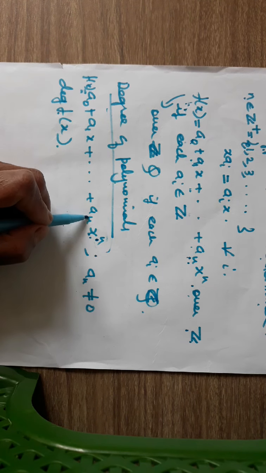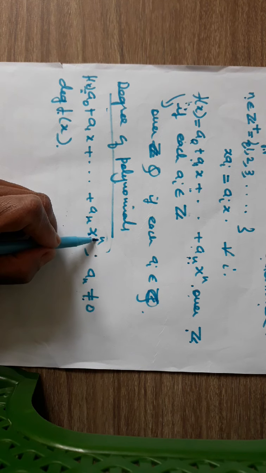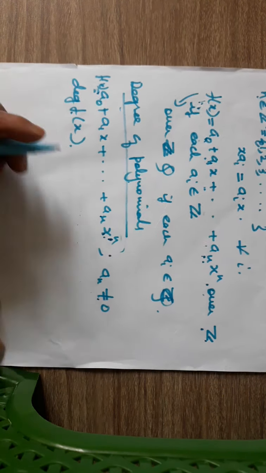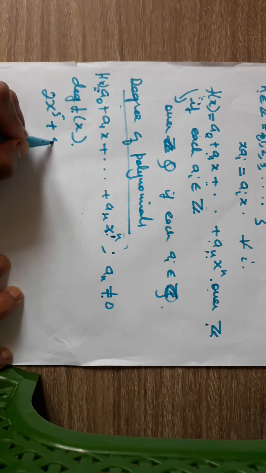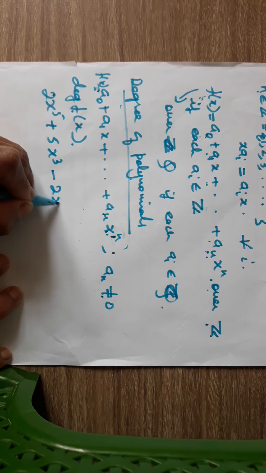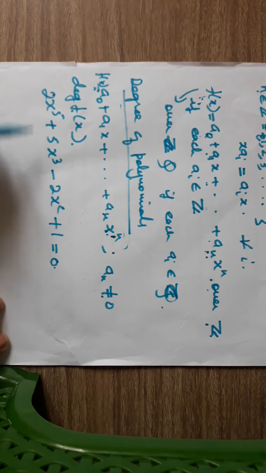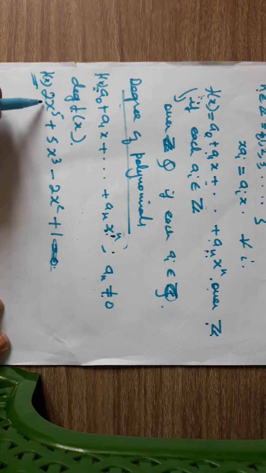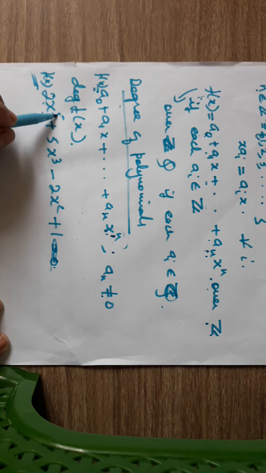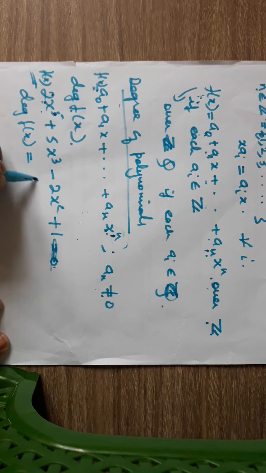So in this case, with an different from 0, we say that the degree of this given polynomial is n. For example, if you have this polynomial 2x to the power 5 plus 5x cubed minus 2x squared plus 1, this is a given polynomial, f(x) here is this. Now what is the highest power of x here? As you can see, it is x to the power 5. So 5 here is the highest power of x, therefore the degree of f(x) here is equal to 5.